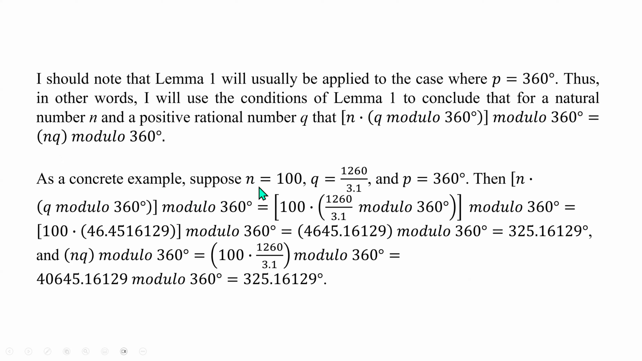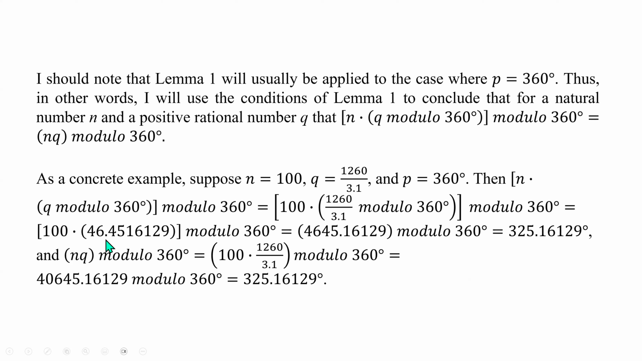But anyway, let's suppose that n is 100, q equals 1,260 divided by 3.1. That'll be a positive rational number, and p is equal to 360 degrees. Then n times (q modulo 360), the whole thing modulo 360, that's 100 times this rational number modulo 360 degrees, and then the whole thing evaluated modulo 360 degrees.